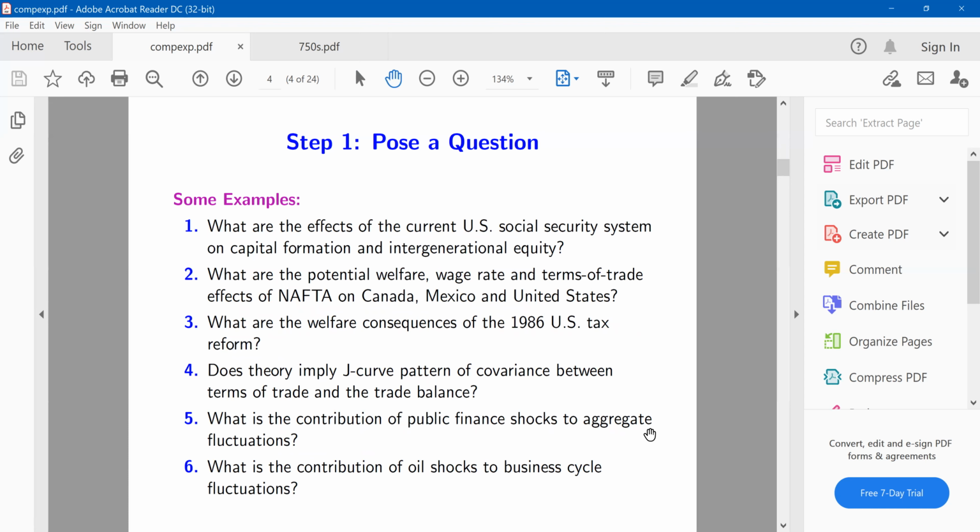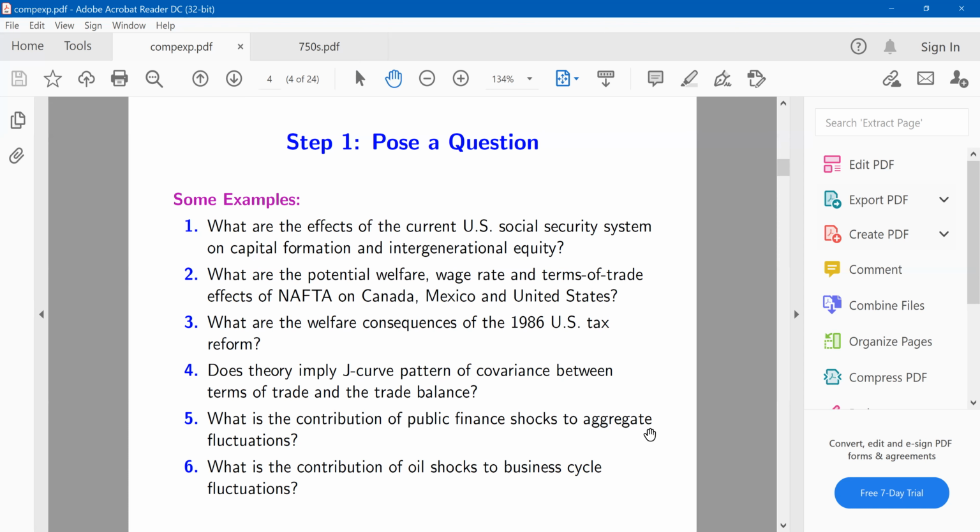Some shocks are permanent, right? Some shocks have permanent effects. Some shocks have only temporary effects. So there could be many different types of shocks, and you can actually introduce them. And here in this particular example, the researcher is interested in isolating the contribution of public finance shocks.